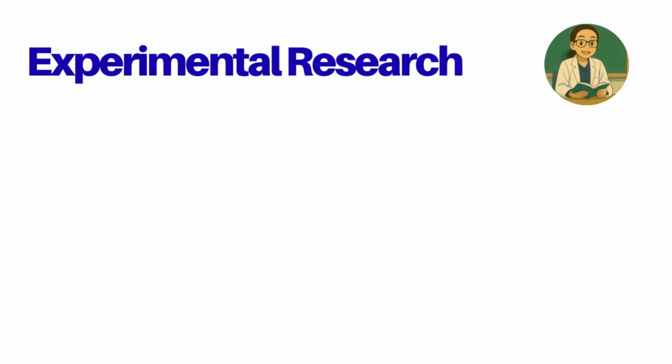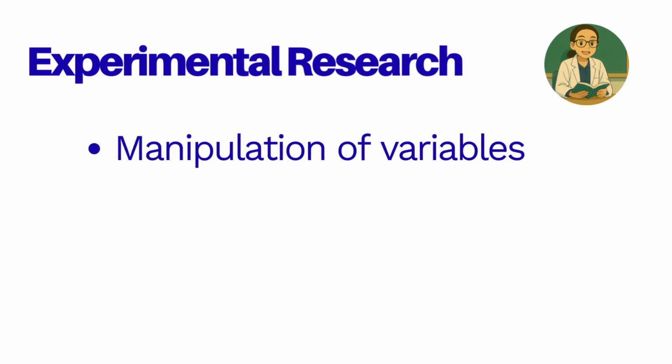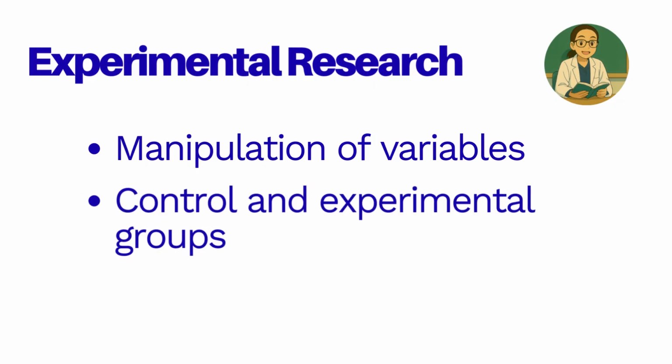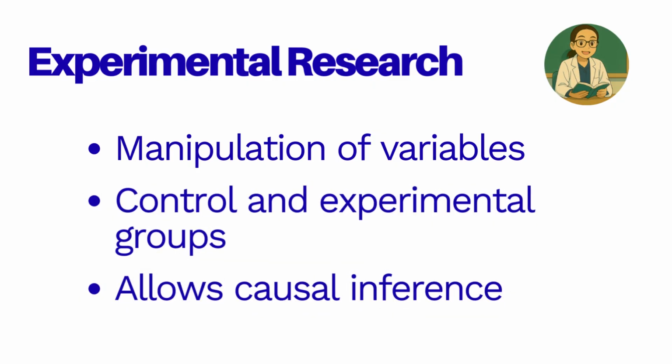Experimental research is considered the gold standard for determining causality. By manipulating an independent variable and observing its effect on a dependent variable, while controlling external factors, researchers can establish cause and effect relationships. Randomization and control groups are key features in maintaining internal validity. This design is frequently used in scientific, medical, and psychological research.